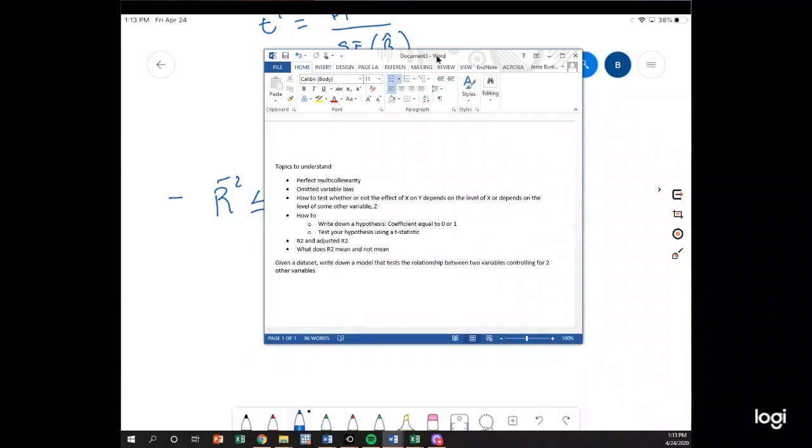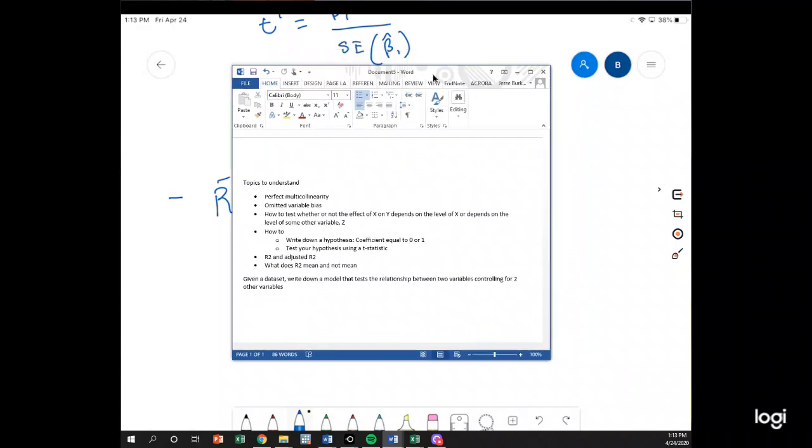All right, then finally, given a data set, this is probably the most important part, write down a model that tests the relationship between two variables controlling for two other variables. All right, so let me do an example of that.